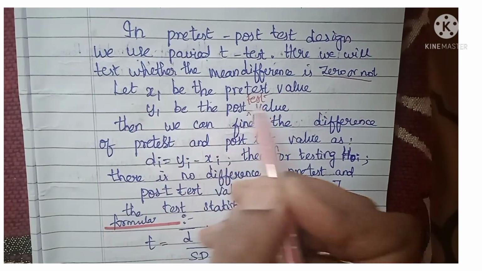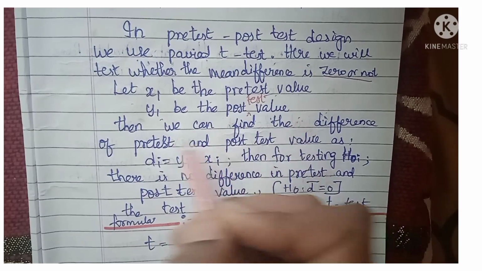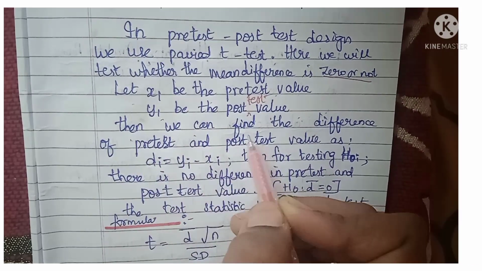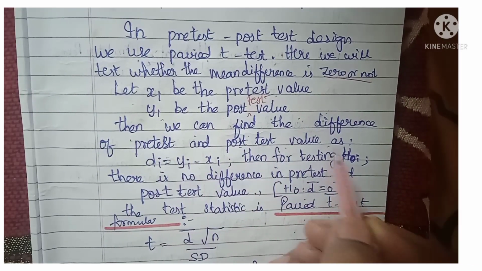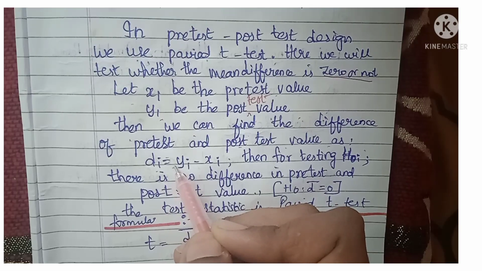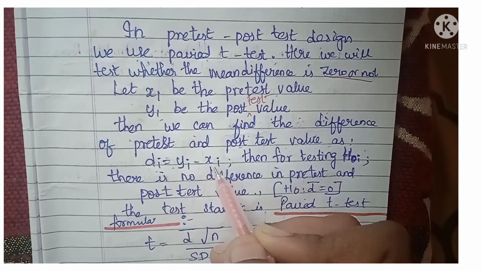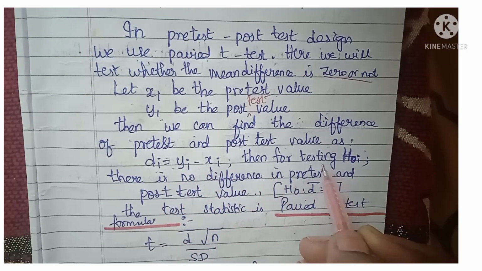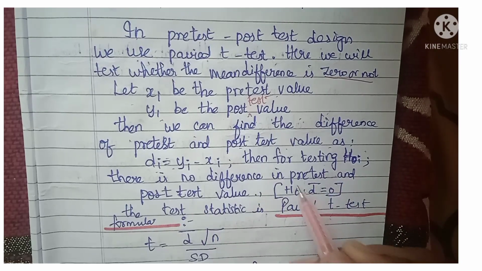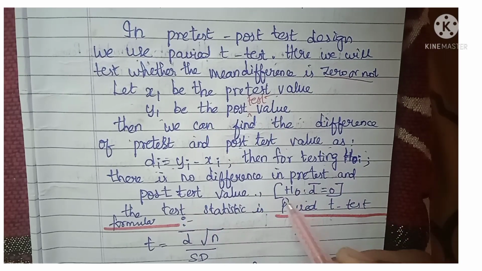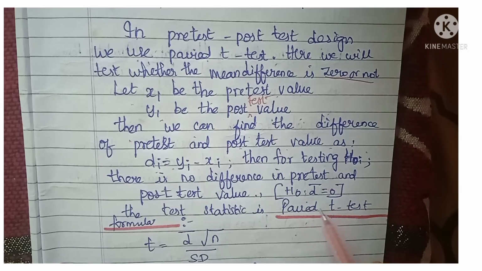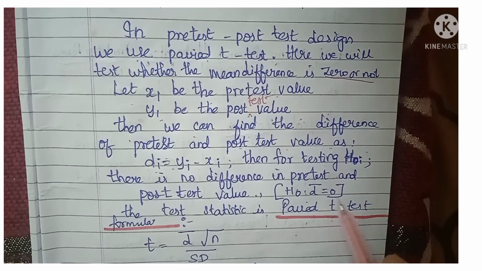Let x1 be the pre-test value and y1 be the post-test value. Then we can find the difference of pre-test and post-test value as di is equal to y ith sample minus xi. Then for testing H0, there is no difference in pre-test and post-test value. What is your null hypothesis H0? D bar is equal to 0.